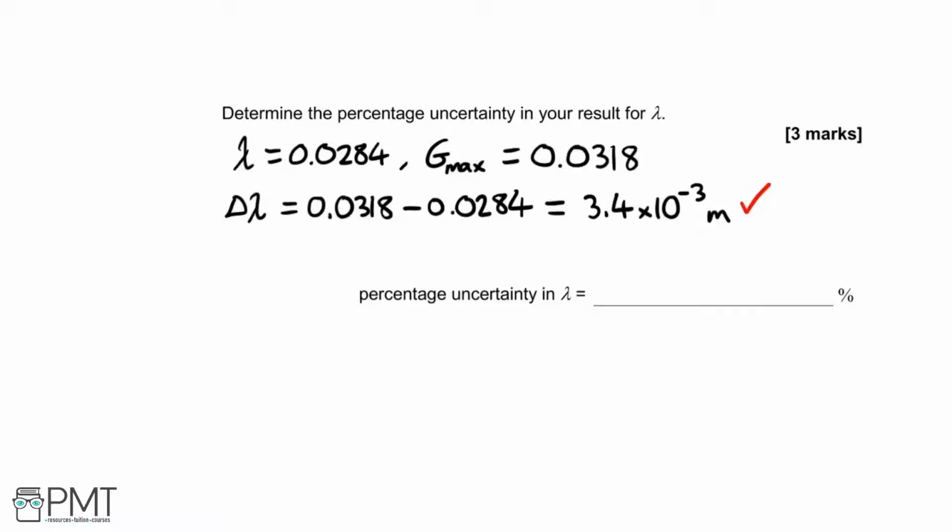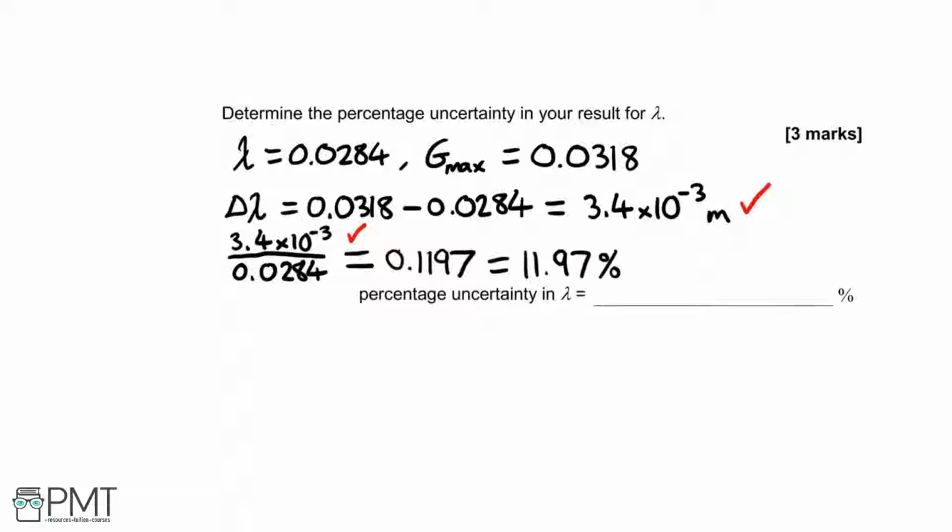So we would need to divide that 3.4 times 10 to the minus 3 by the original lambda value. So our fraction uncertainty, which doesn't have a unit, will be 0.1197. To express that as a percentage, we need to multiply the value by 100. Now, because this is an uncertainty, it would be best to round it to a whole number. So we end up with 12%. And if our percentage uncertainty is within the range of 11 to 14%, according to the mark scheme, then we get our third mark. So 3 marks there.